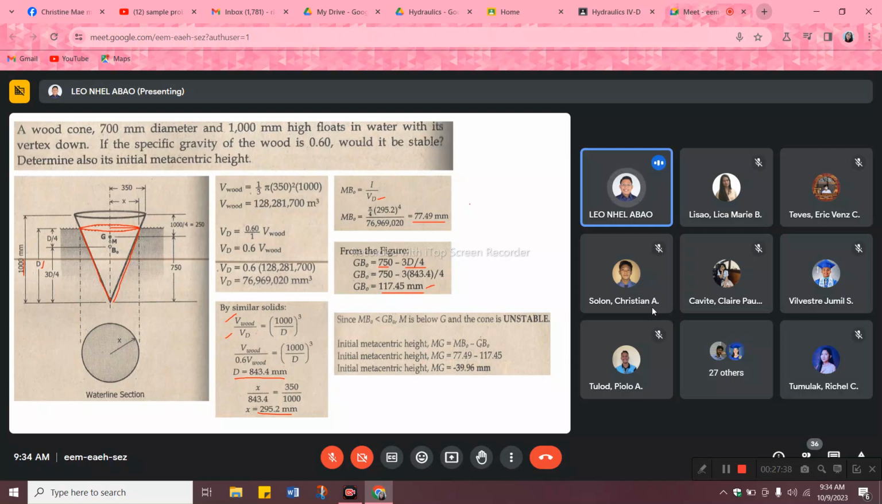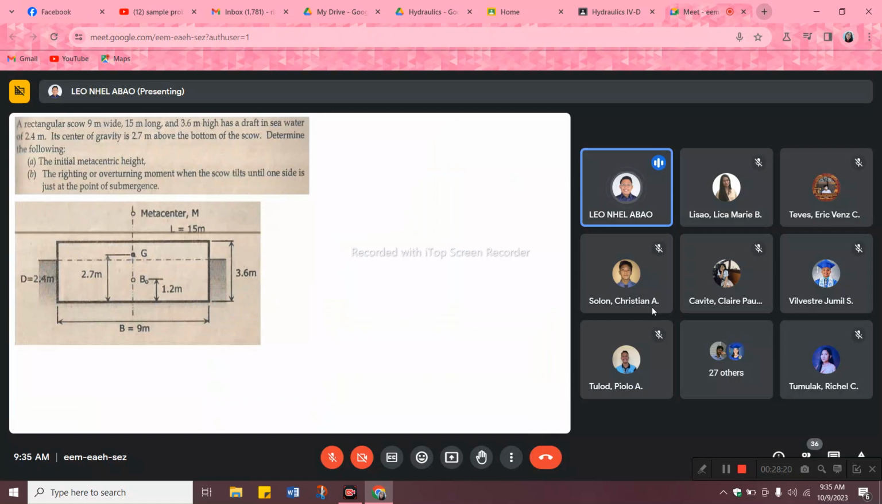Now we will find the metacentric height. To get it, we use this formula. We get a negative, so this is simply MBO minus GBO. Therefore, the metacentric height is negative. Meaning, our M is located 39.96 meters below the G. Any questions, class? None? Okay, so let's proceed.